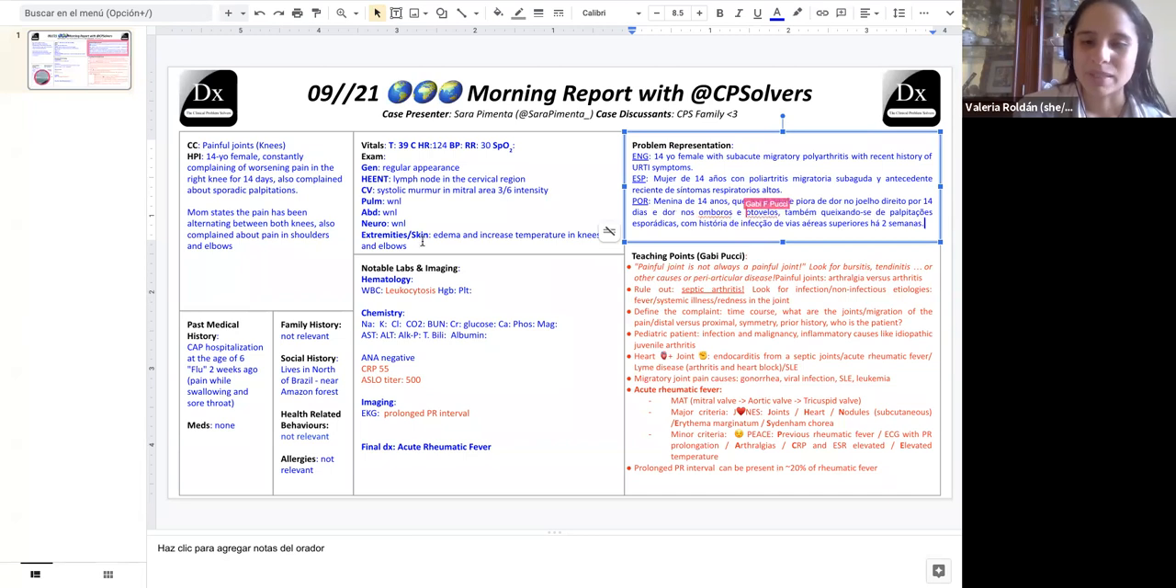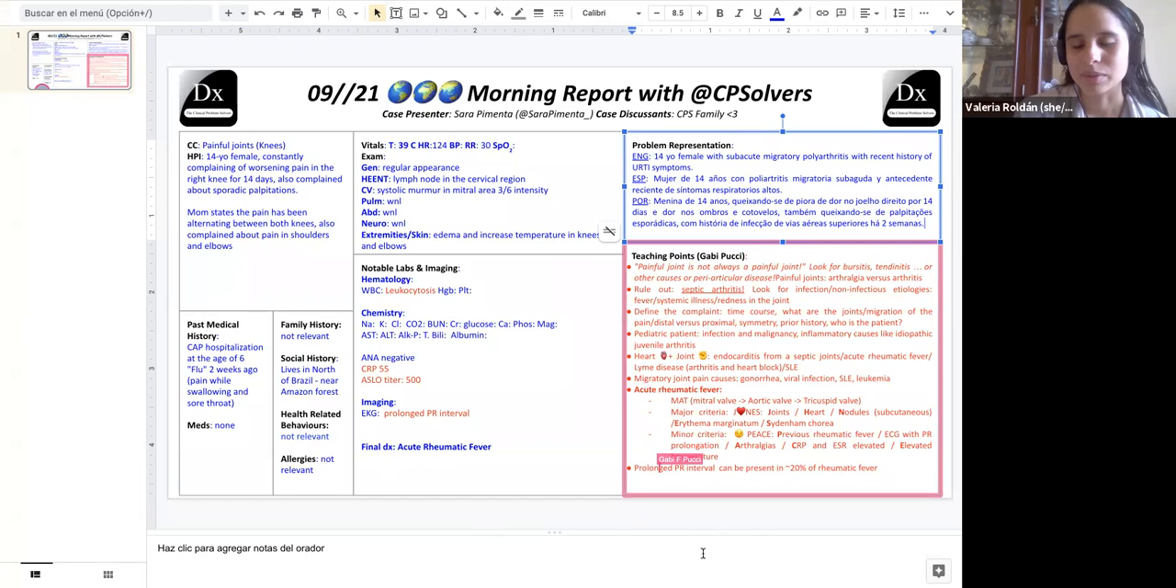And maybe we can pass the mic to Gabby, who always has amazing teaching points, and today is also doing them. So really excited to hear from you.